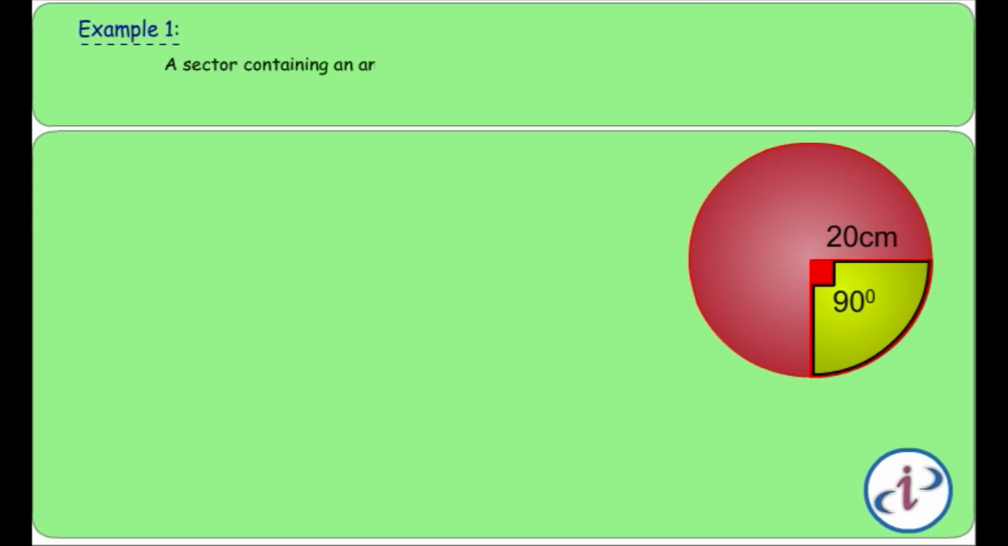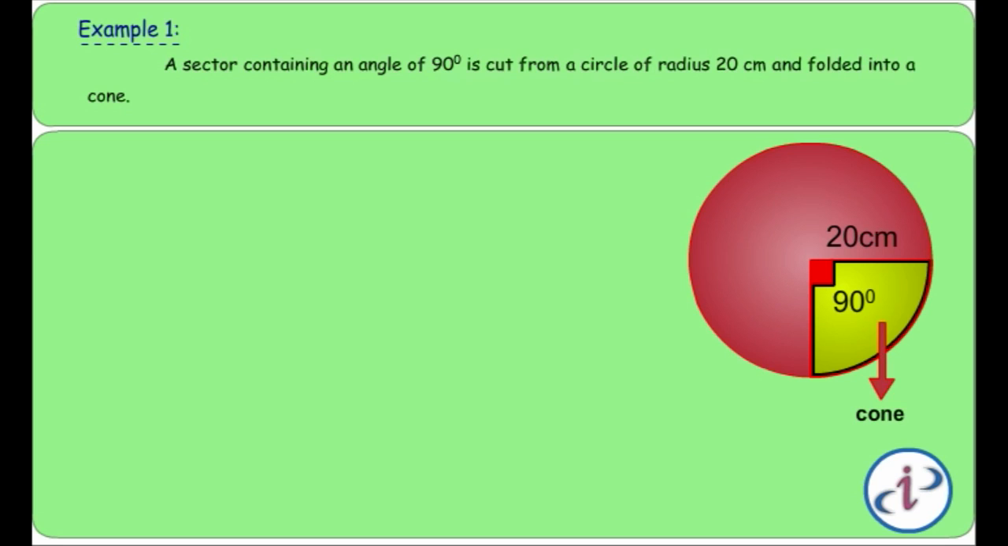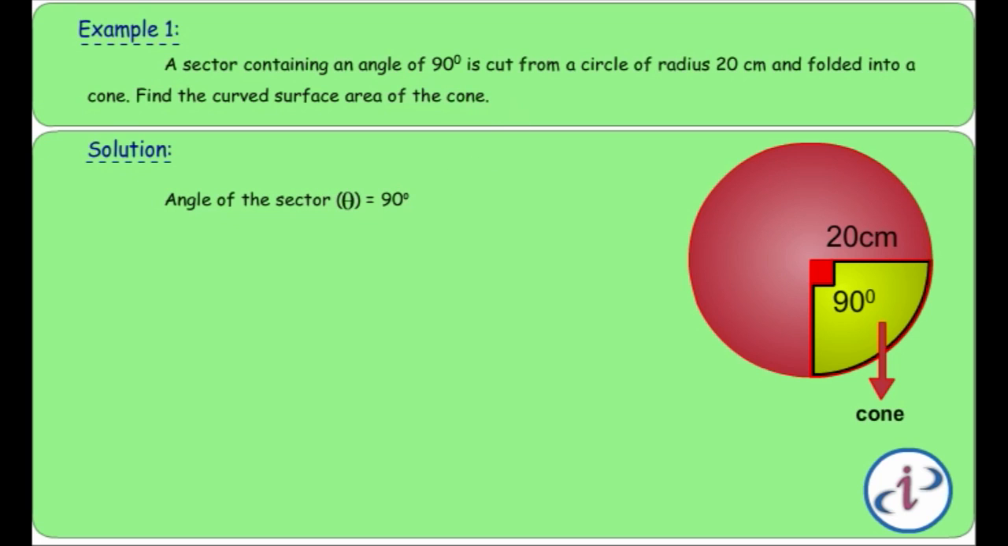Example 1. A sector containing an angle of 90 degrees is cut from a circle of radius 20 centimeters and folded into a cone. Find the curved surface area of the cone. Solution. Given that the angle of the sector theta is equal to 90 degrees, radius of the sector R is equal to 20 centimeters. We know that the slant height is equal to the radius of the sector. So, slant height L is equal to 20 centimeters.